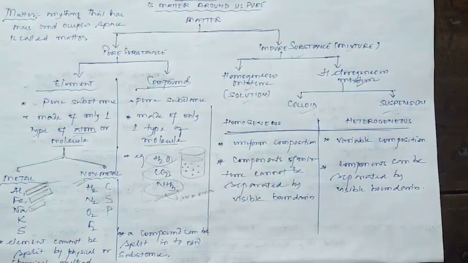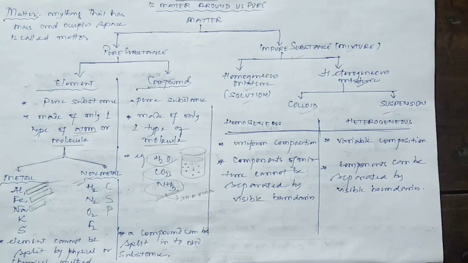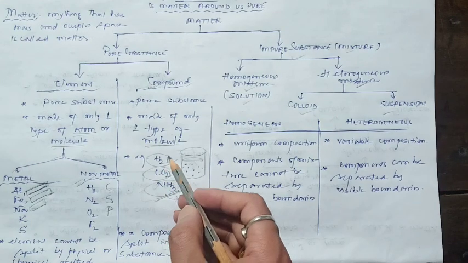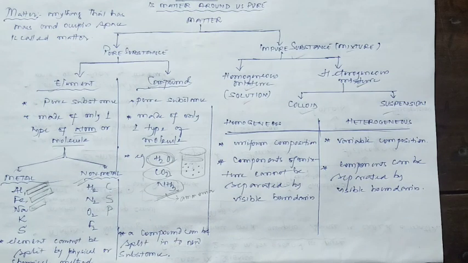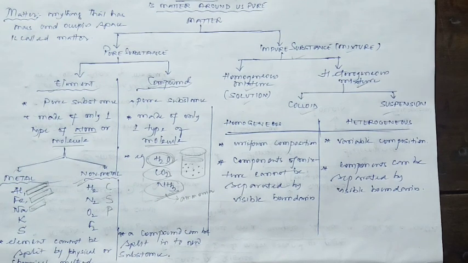But in case of compounds, the compounds can be further subdivided into particles. Example, let's take this water. Water is a compound. Now if I divide this water, I'll get the particles of pure substances, hydrogen and oxygen. So that's what I mean by dividing into smaller particles.